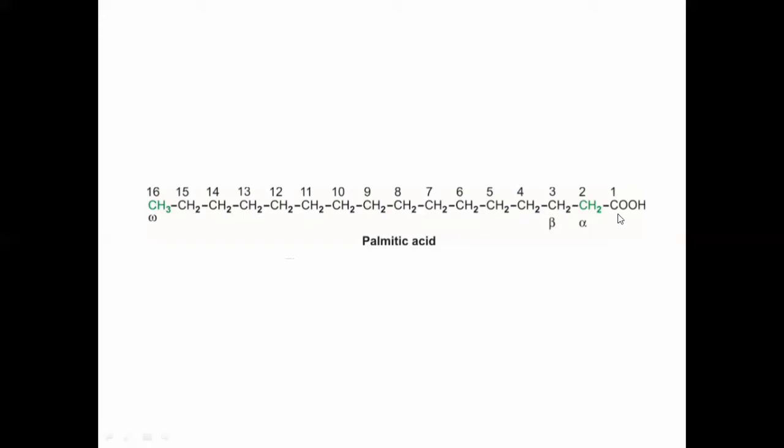Then, carbon number 1 in a fatty acid is always the carboxyl group, and carbon number 2 is labeled as alpha. The carbon number 2 is also known as alpha carbon, and carbon number 3 is known as beta carbon, right? Similarly, the end carbon, the methyl carbon, is known as omega carbon, right? So this is known as omega carbon, and these are known as alpha carbon and beta carbon.